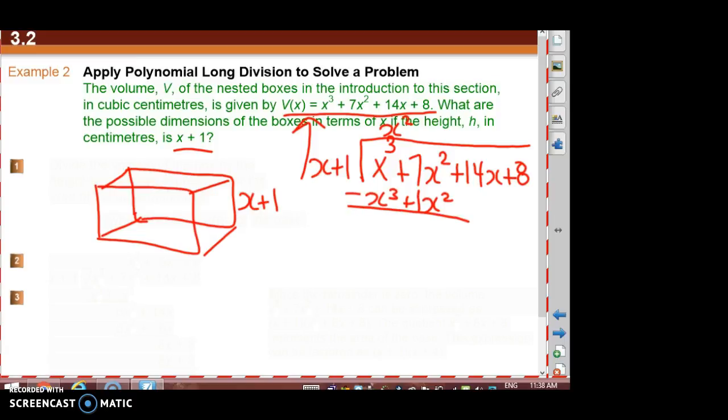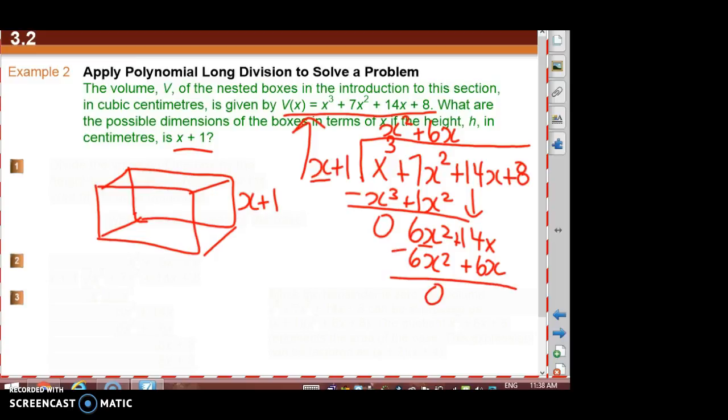We're going to subtract. We get 0 here, and 7 minus 1 is 6x squared. Bring down the positive 14x. Okay, now how do we make this x into a 6x squared? We need a positive 6 and an x. So 6x times x is 6x squared, 6x times 1 is a positive 6x, and we'll subtract. We get 0.